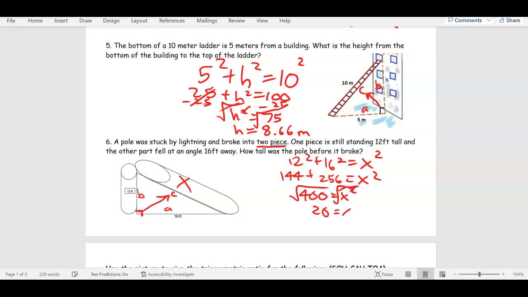Now, is 20 the answer? We solved for X. We got 20. And that's what this piece is. But remember, what do we say right here? 2 pieces. So it's going to not only be 20, but you're also going to add the other piece. So the other piece is right here, 12. Okay, you have to add these together, 20 plus 12, which gives you 32 feet. Cool. Next.